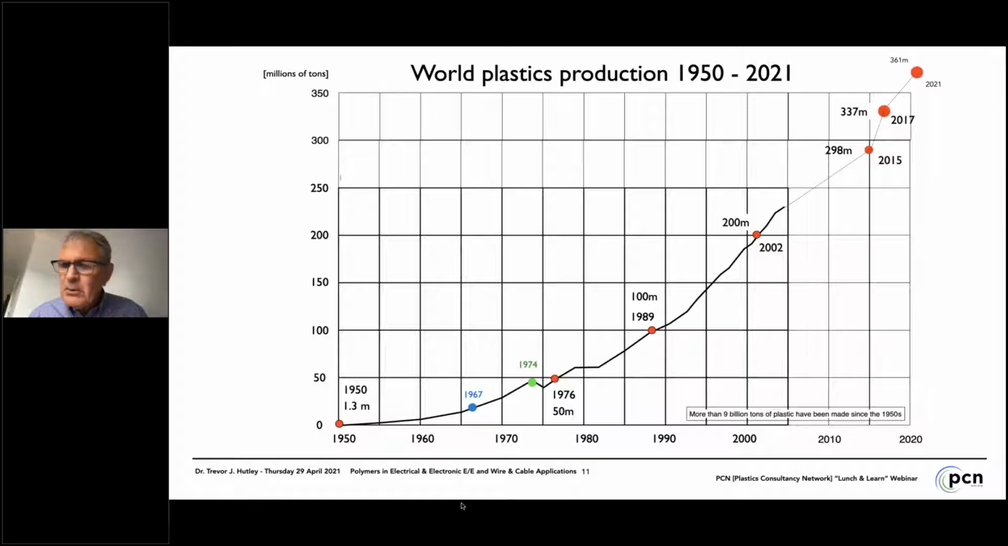And now in 2021, we're at about 361 million tons. Think about it like this: 1 million tons of plastics produced every day. This is a very large quantity of material, and if you just look at the shape of the graph without looking at any details or numbers, you can see this is an industry that's on a growth curve. This is a fast growing industry, and it has been for the past 70 years.